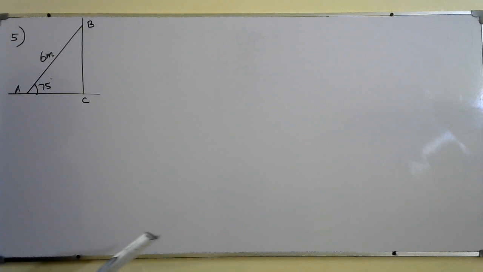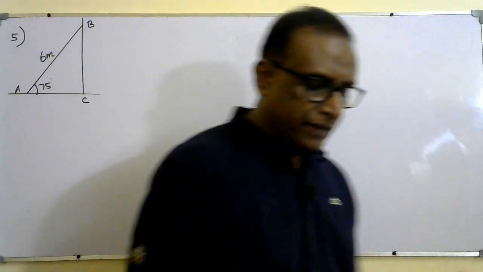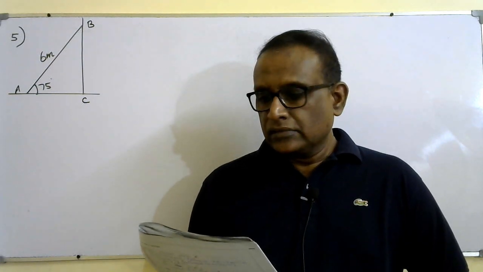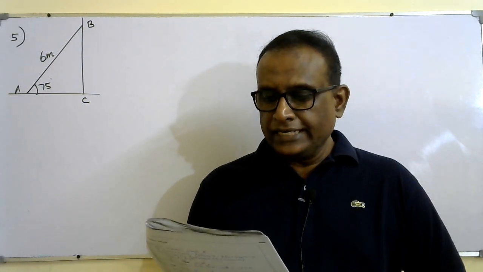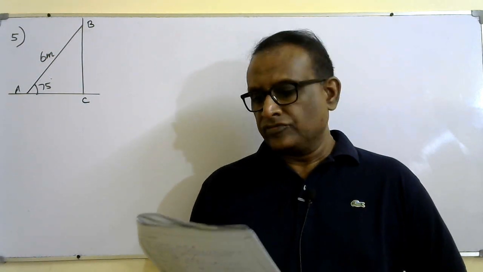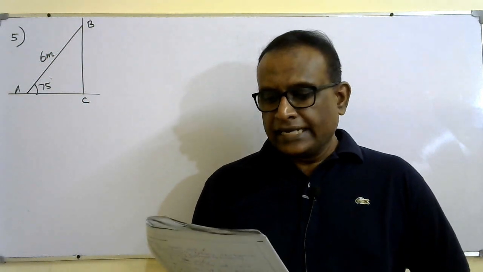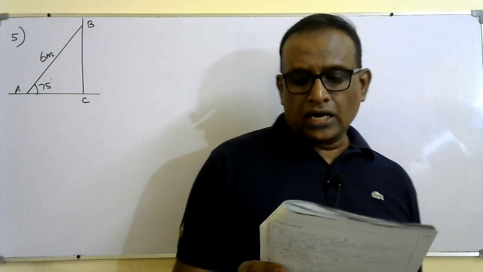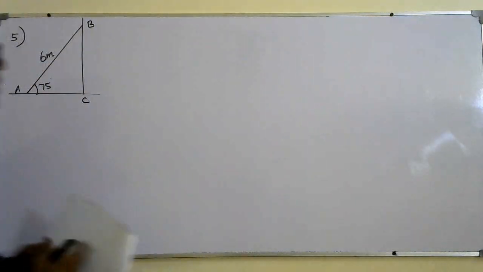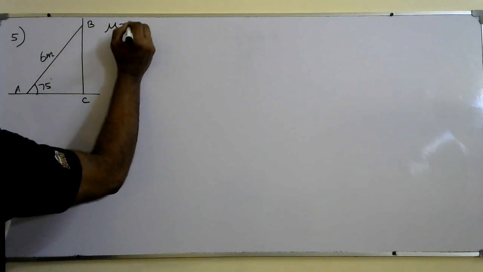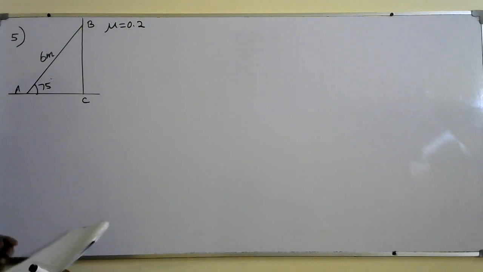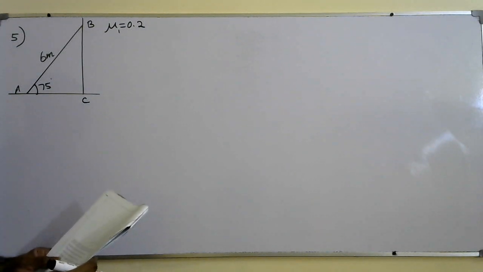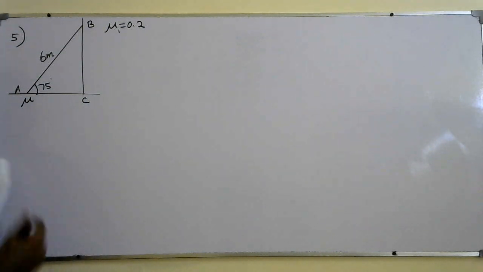So question number 5, a uniform rod AB of mass 15 kilogram and length 6 meter rests with end A on rough horizontal ground, then B of the beam rests against a rough vertical wall. The beam is inclined at 75 degrees. The coefficient of friction between beam and the wall is 0.2. So here between the wall, mu1 equal to 0.2. The coefficient of friction between beam and the ground is mu. So here it's mu, which is unknown.